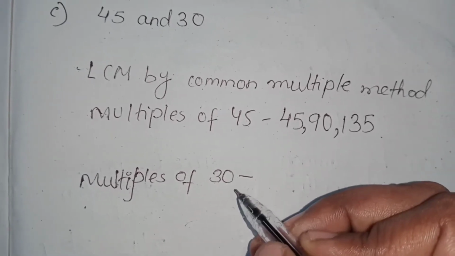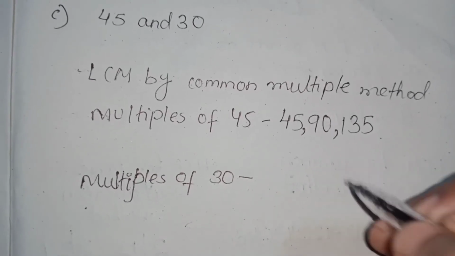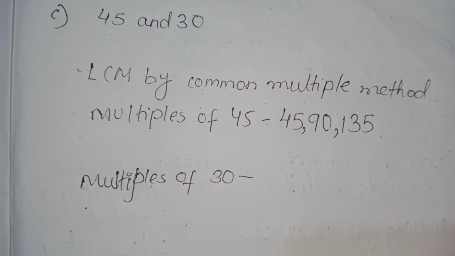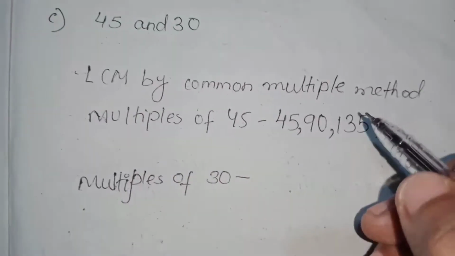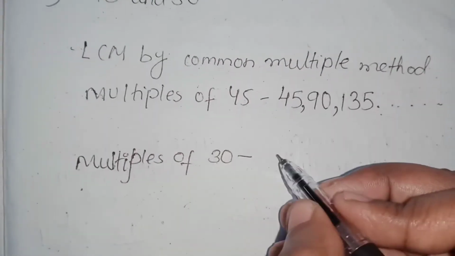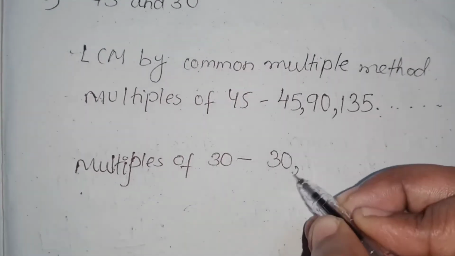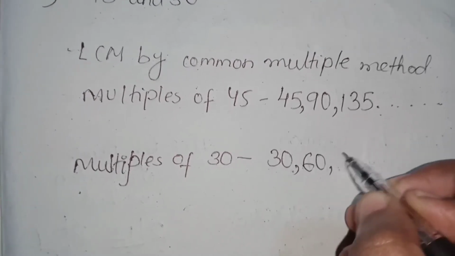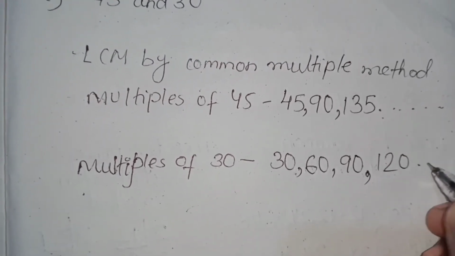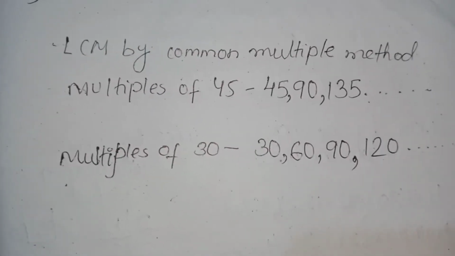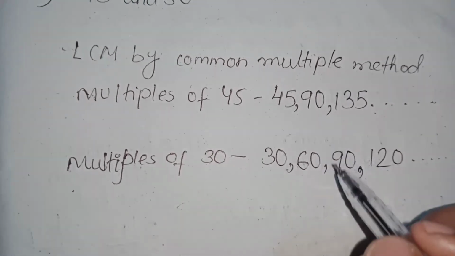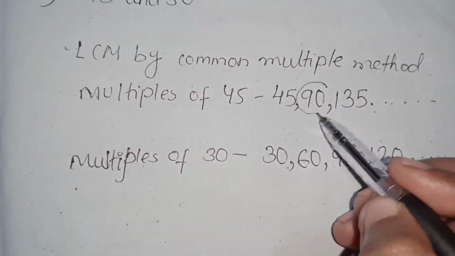First let us write the multiples of 30 and see whether we get a common one or not. Okay, if we get any first common, that means that is our answer. Okay, because LCM means what? Least common multiple. So many are there. Now here you see 30, then 60, then 90, then 120. So many multiples are there. You can see now we have got the common 90.